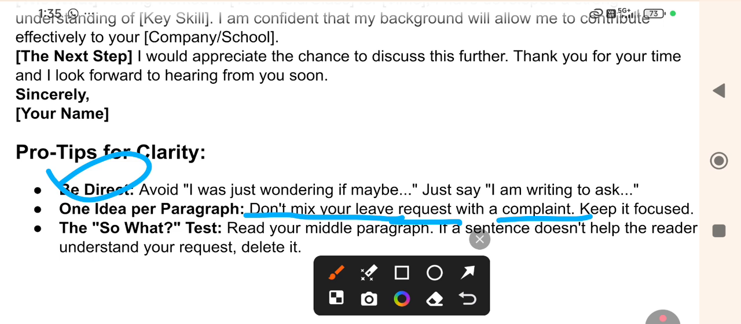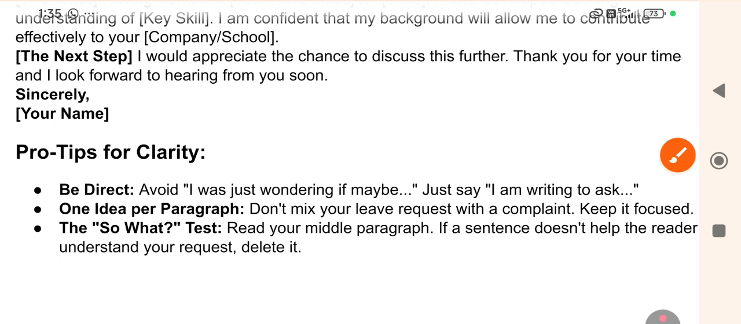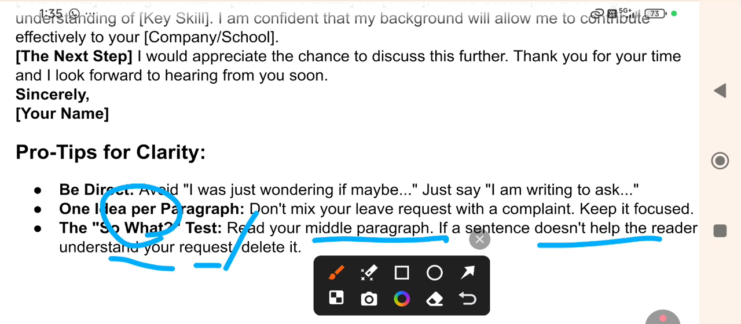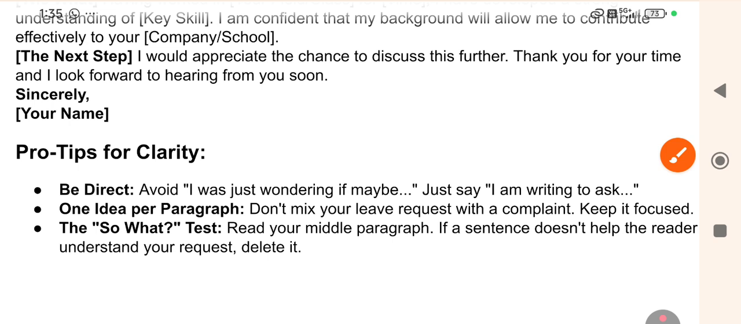You should be focused. At last, the so-what test. Read your middle paragraph. If a sentence does not help the reader understand your request, delete it. So that's the middle paragraph. Read it carefully again and again and then send it. If a sentence does not help the reader understand your request, delete it. That is the so-what test. Test again and again and then write.